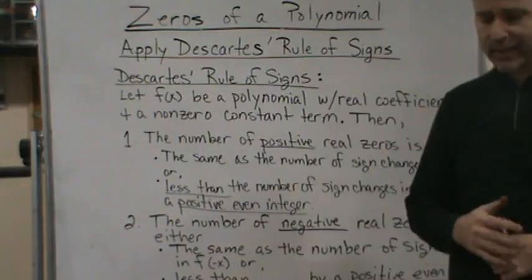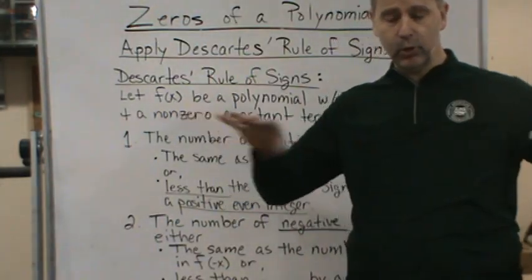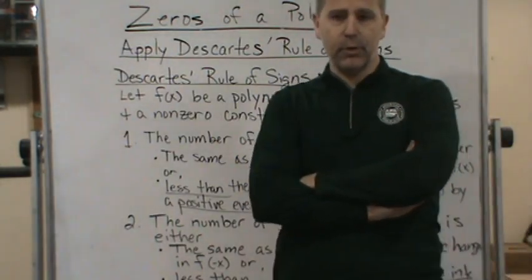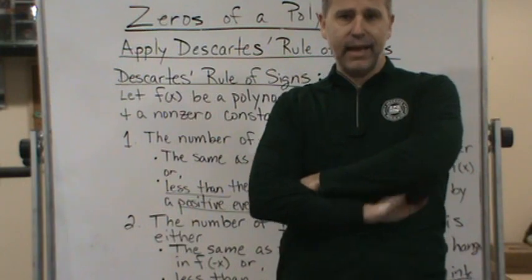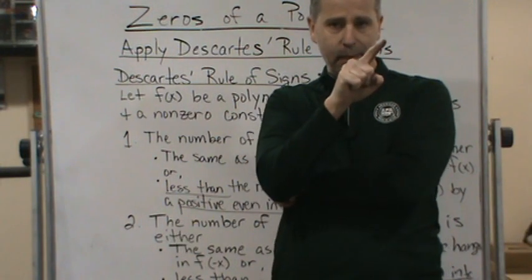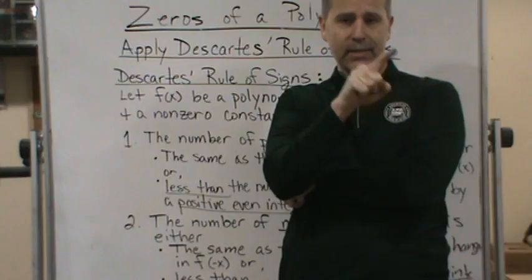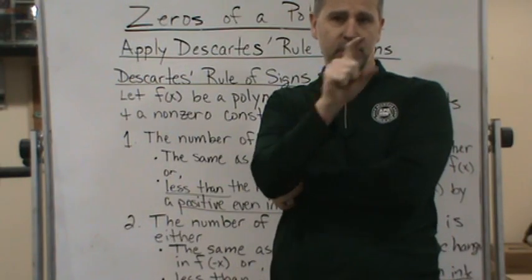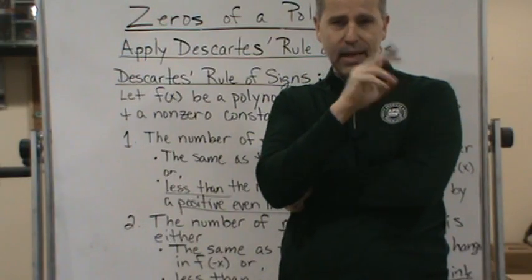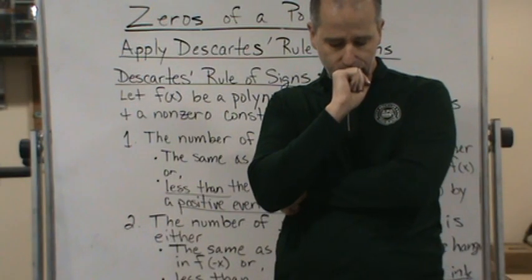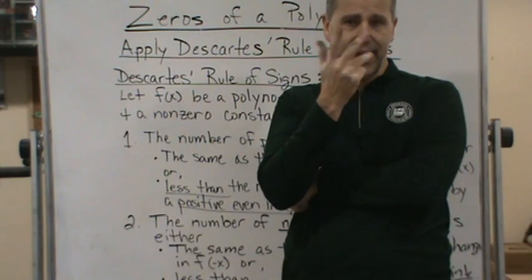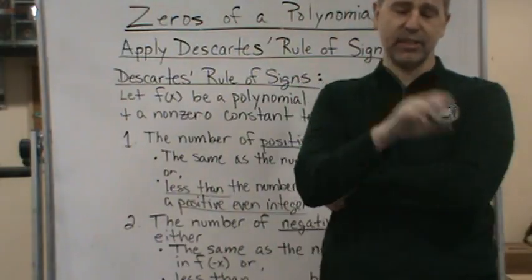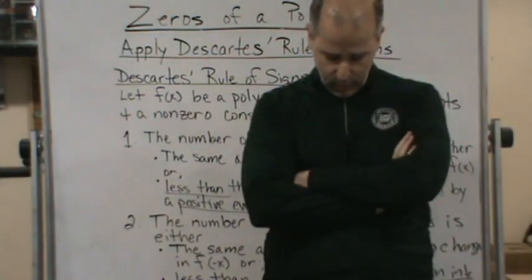Let me stop here because sometimes that gets a little confusing. Let me explain what this means. Let's say I have a polynomial with real coefficients. The first thing I'm going to do is count the number of sign changes, right? How many times does it switch from positive to negative, or negative to positive, or addition to subtraction to addition? How many times does it do that? And let's say I come up with the number 3. So it changes signs 3 times.